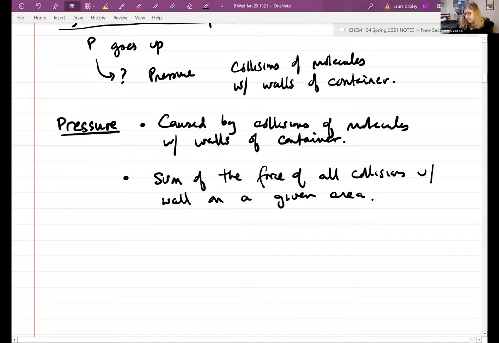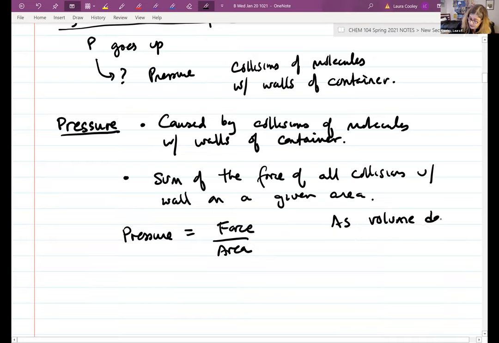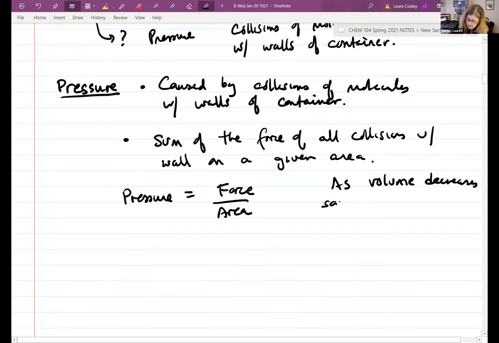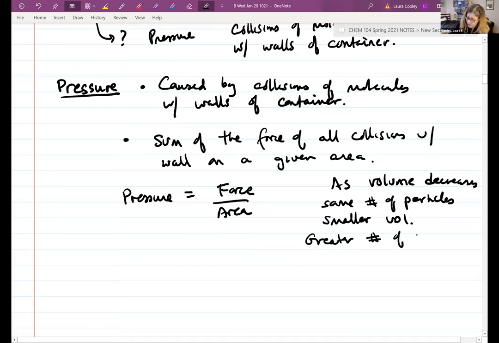So as you push in this syringe, you have a smaller and smaller volume, right? But you have the same number of gas molecules in there. So the number of collisions with a particular fixed area of wall is actually going up. And the pressure is defined as the force per unit area. So I would say that as the volume decreases, you have the same number of particles in a smaller volume, so you have a greater number of collisions with a certain area of wall.